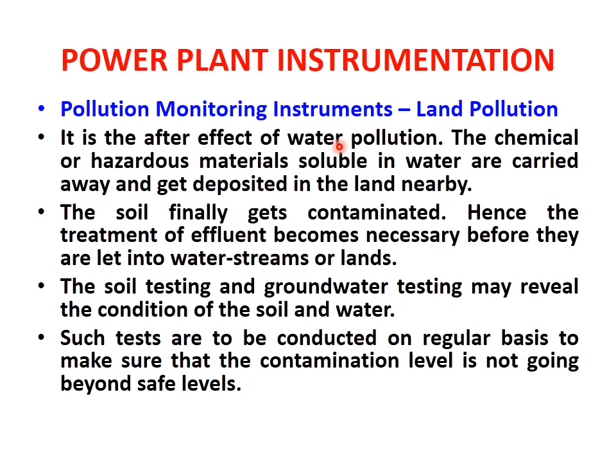Then another, third type of pollution is land pollution. It is the after effect of water pollution. So, land pollution is connected to water pollution, and therefore the chemical or hazardous materials soluble in water are carried away and get deposited in the land nearby. So when water pollution is created, it naturally pollutes the land because the chemical composition of the water is in such a way that it can destroy the actual chemical capability of the land. The soil finally gets contaminated.